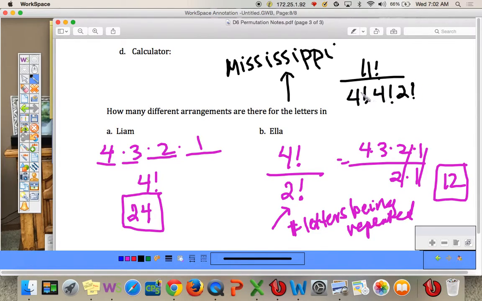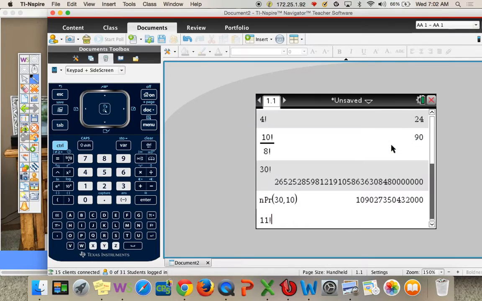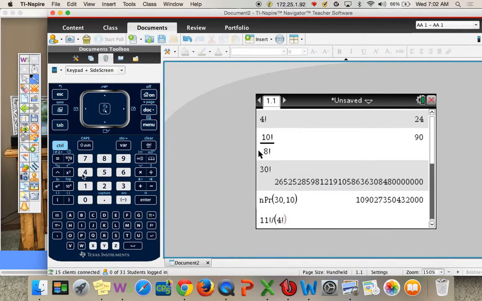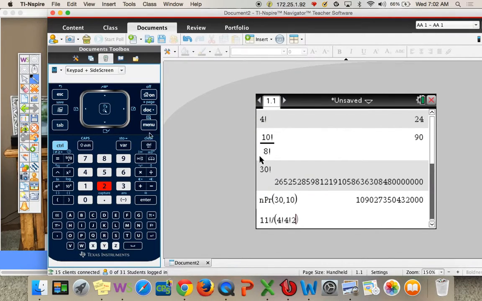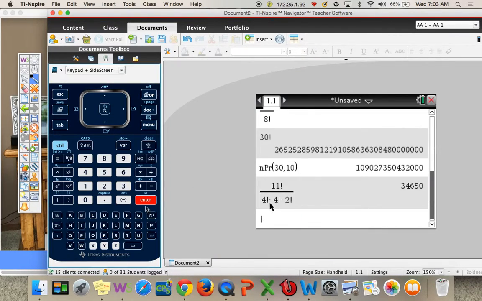So every letter that's being repeated, you have to write that as a factorial. So again, here's the number of S's, the number of I's, the number of P's, and then you can type that in your calculator. So let's try that. 11 factorial divided by parentheses, whoops. And we have 4 factorial. And then we have it again. And we have 2 factorial. And you can write those things in the bottom in any order as long as they're in parentheses. And there's 34,650 ways to rearrange the letters differently in the word Mississippi.